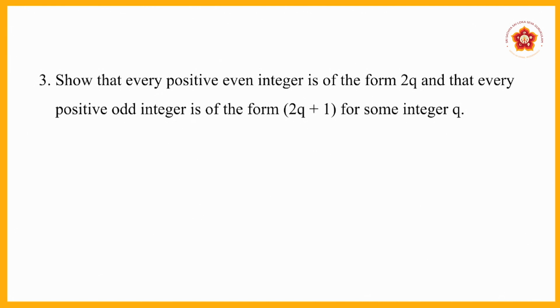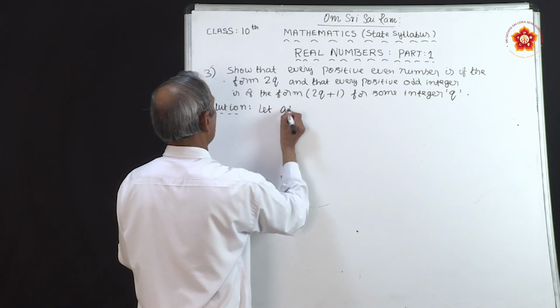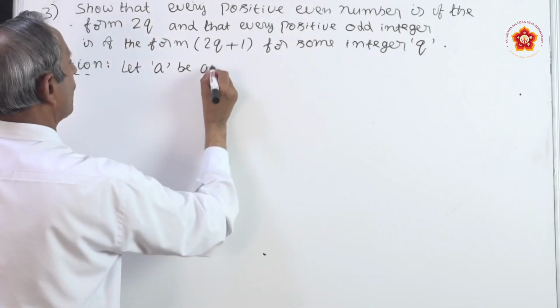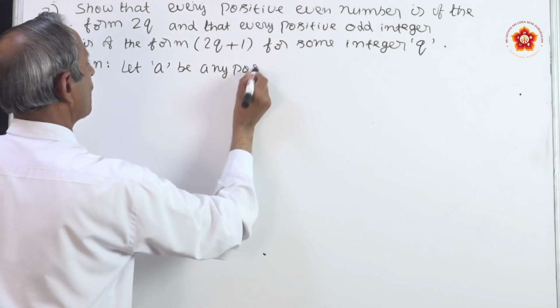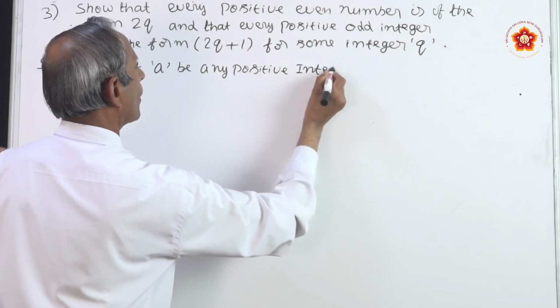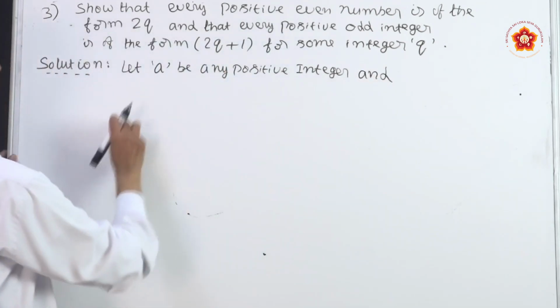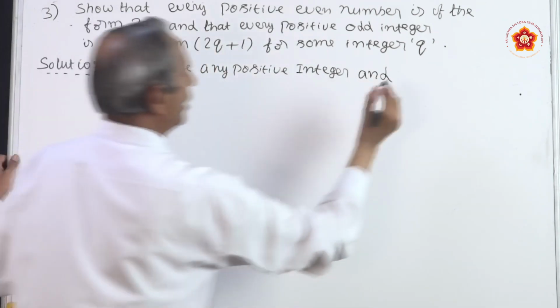Third question, show that every positive even integer is of the form 2q and that every positive odd integer is of the form 2q plus 1 for some integer q. Now let us assume, let a be any positive integer. And now we have to take b value as 2, because you should get 2 here, so b is equal to 2.